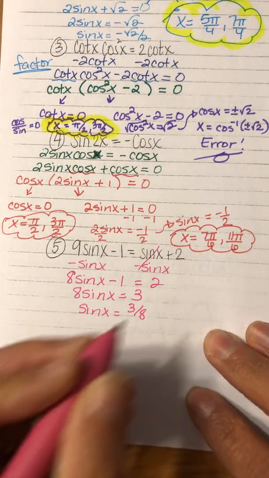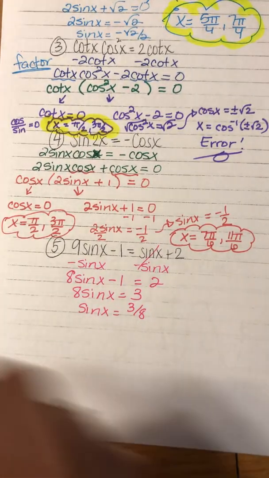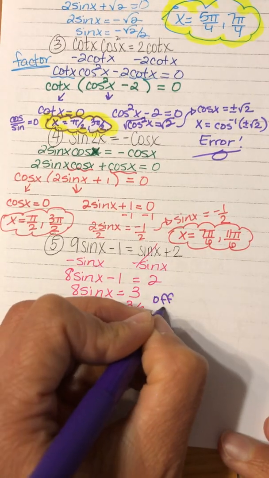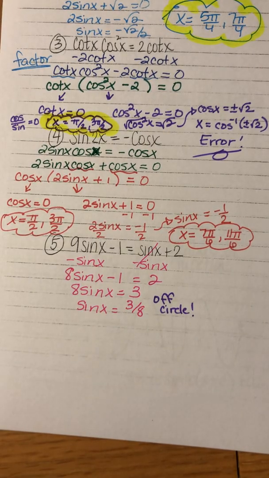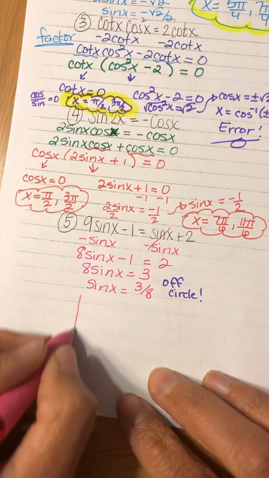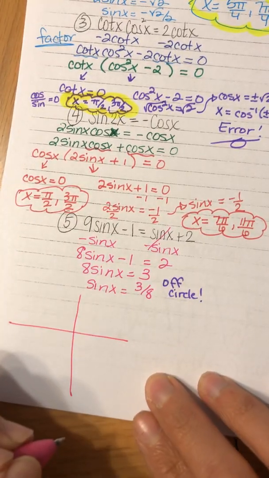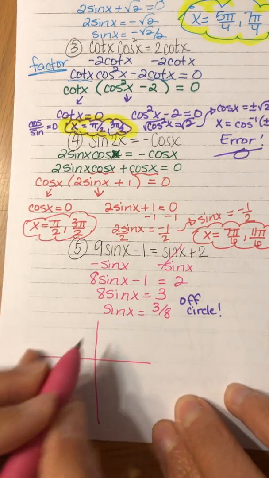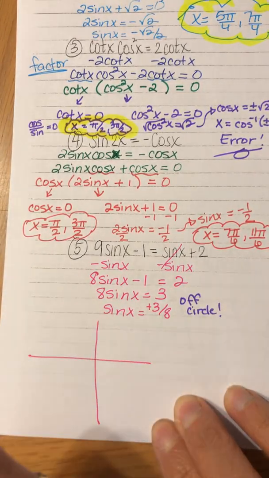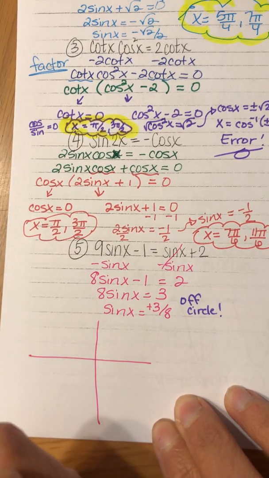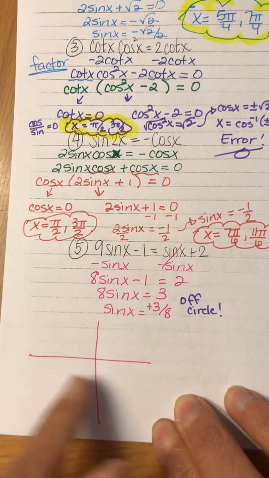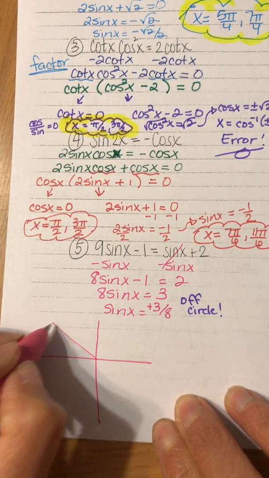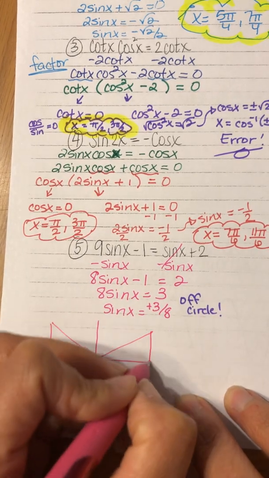Okay, well, this is definitely not on the unit circle. This is off the circle. So we have to use another method to solve it, which means we have to use a reference triangle. Okay, so we have to use a graph. Okay, so remember that sine is positive. This is a positive 3/8. So where is the sine positive? Sine is positive in the first quadrant and the second quadrant only. It's negative in the third and fourth. So that means I'm going to have a reference triangle here and a reference triangle here.